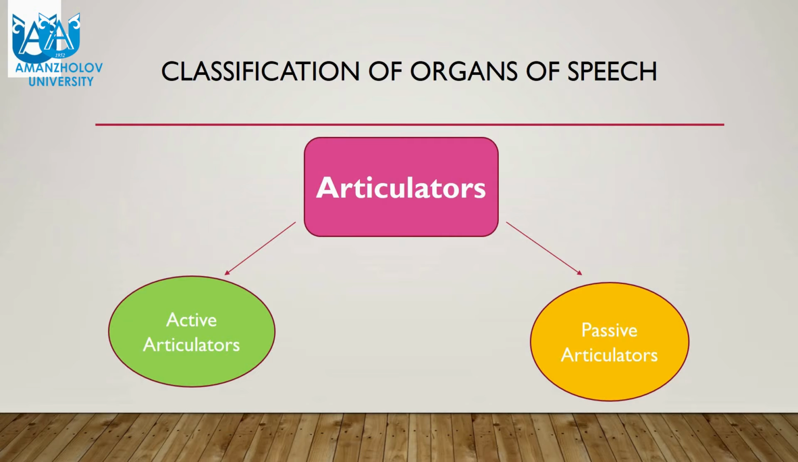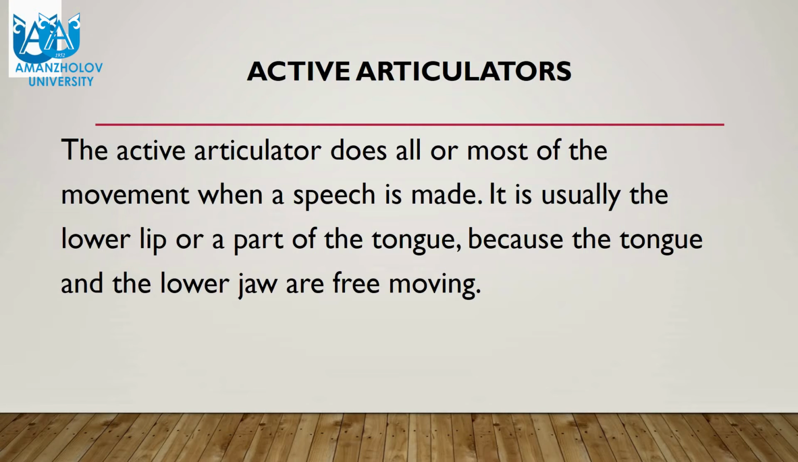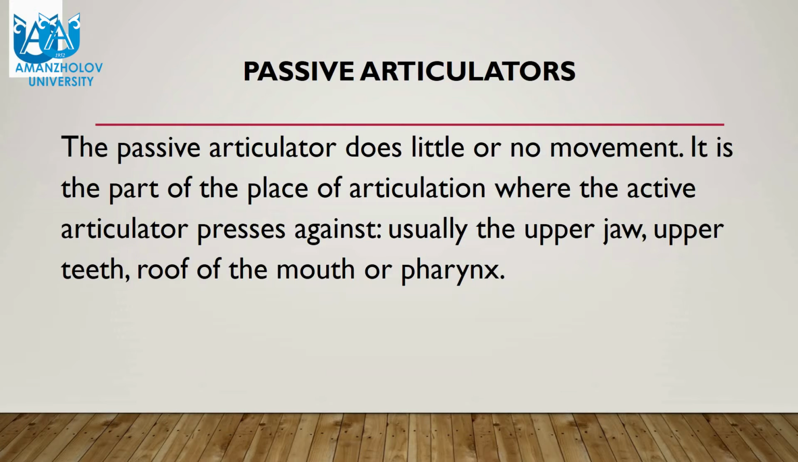Famous philologist David Crystal divided the articulators in two different ways according to their mobility. They are active articulators and passive articulators. The active articulator does all or most of the movement when a speech sound is made. It's usually the lower lip or a part of the tongue, because the tongue and the lower jaw are moving. The passive articulator does little or no movement. It is a part of the place of articulation where the active articulator presses against, usually the upper jaw, upper teeth, roof of the mouth, or pharynx.